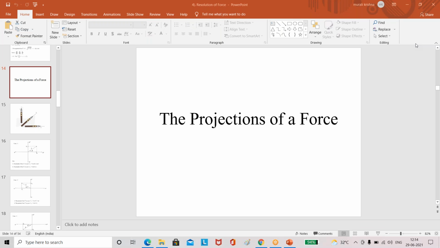Good afternoon, students. Last class, I explained some conditions in the projections of force. We know that the force F can be resolved into two projections. One projection is on the x-axis, that is called Fx. The other projection is on the y-axis, that is called Fy. The force F will have two projections: the x-axis projection is Fx, the y-axis projection is Fy.